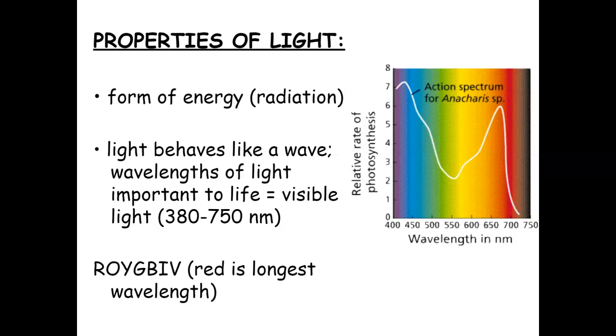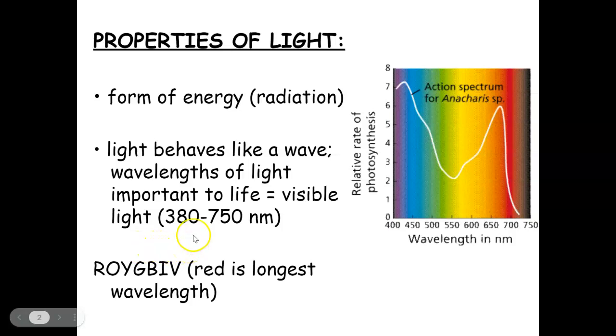Light behaves like a wave, and these wavelengths of visible light are the wavelengths that are important to life. These wavelengths typically vary from 380 nanometers to 750 nanometers. You do need to know the order of the wavelengths. Roy G. Biv is the easiest way to remember it. Red, orange, yellow, green, blue, indigo, violet.